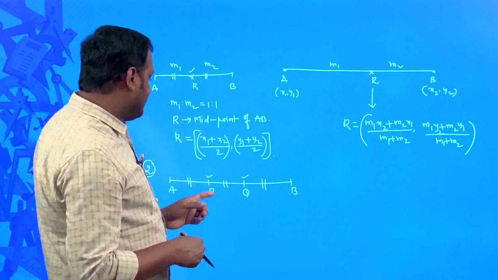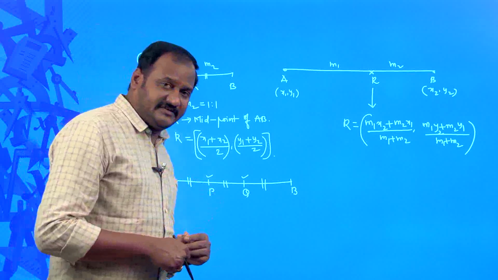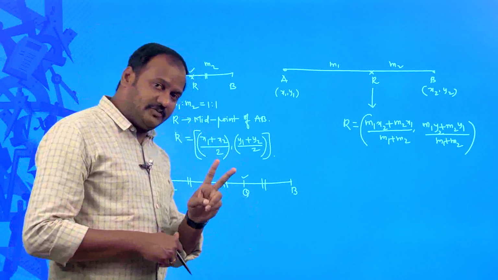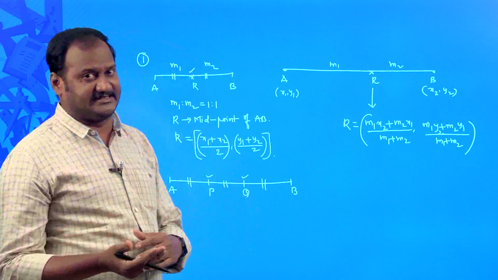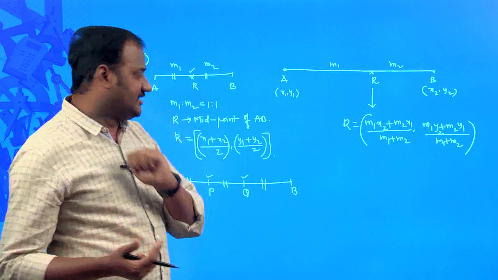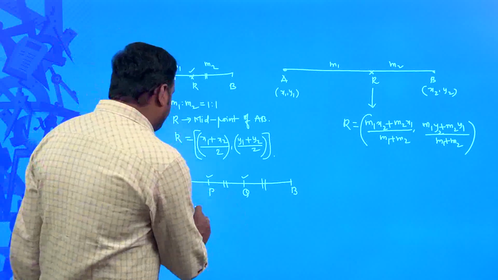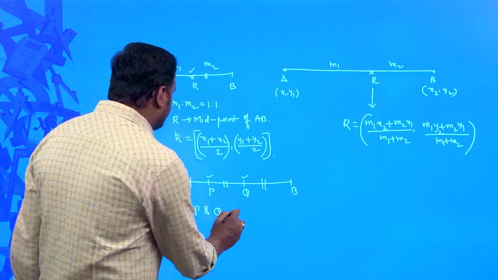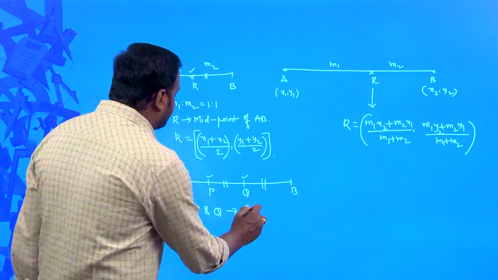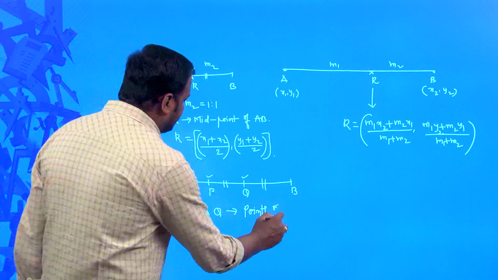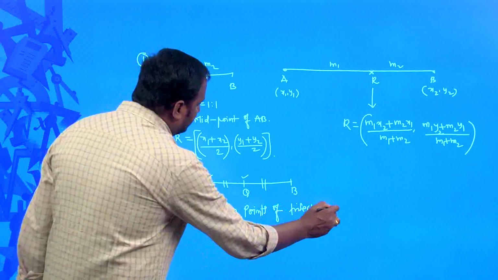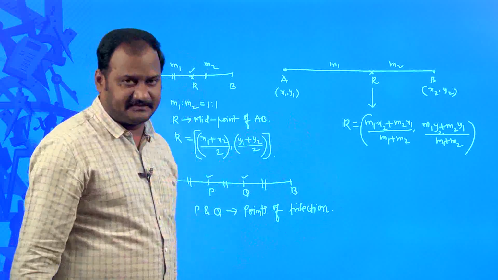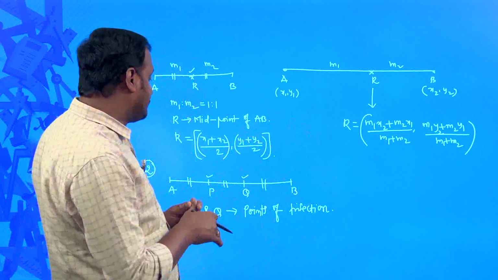But here the line segment AB is divided into 3 equal parts by 2 points, then those 2 points are said to be points of trisection. Tri is nothing but 3 equal parts. So, that is why these points P comma Q are said to be points of trisection. So, then what are the coordinates of the points of trisection? Let us just imagine the ratio.